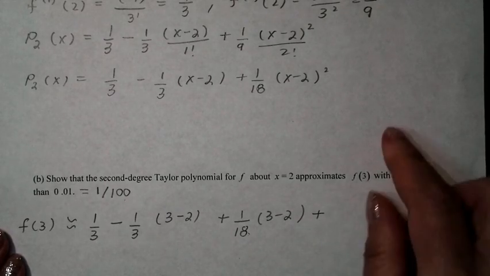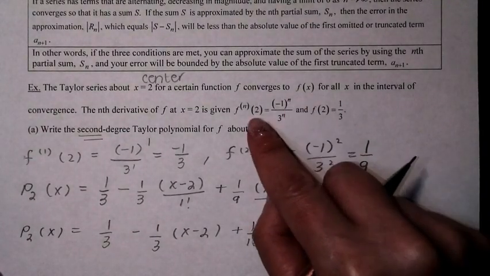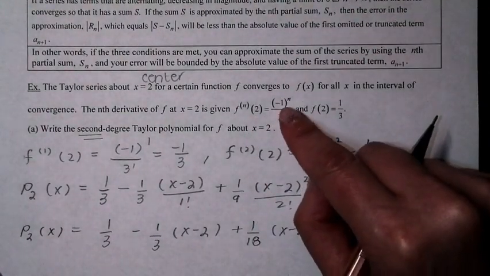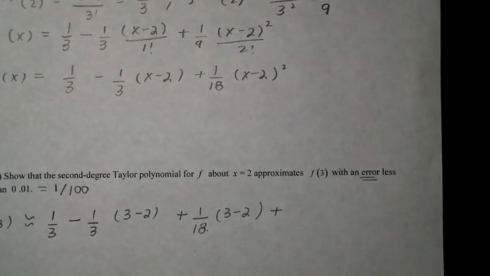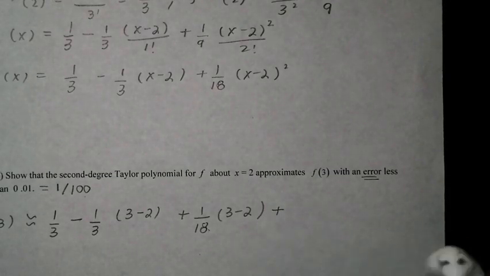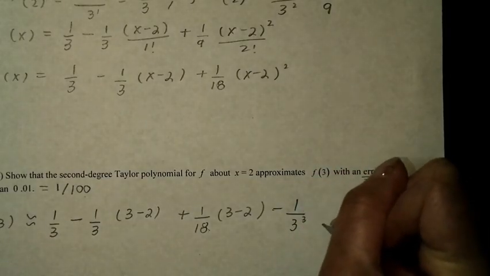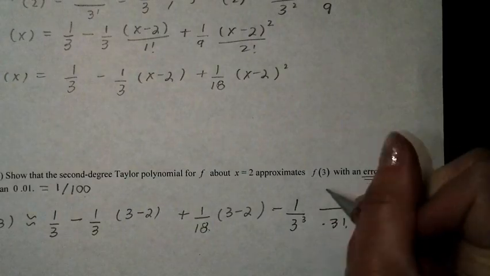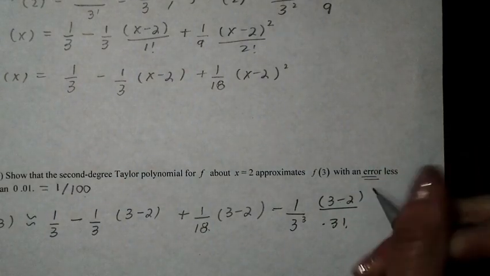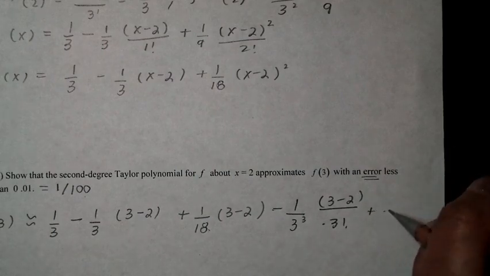The next term, based on the formula that we have here, would be 3. Honestly, we don't care about the sign, because we have an absolute value. So the next one would be negative, right? It would be negative, and then you would have 1/3 to the power of 3, and then it's 3 factorial divided by 3 minus 2.